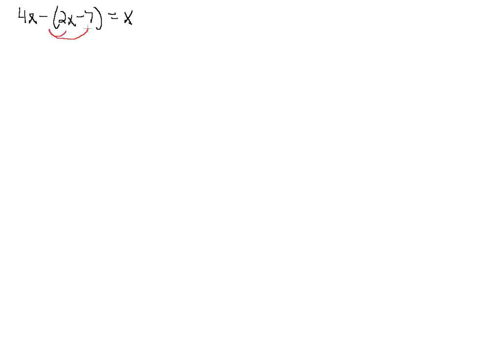Now we saw in a previous exercise that when we distribute a minus sign into an expression, all we're simply doing is changing the sign of each term in the expression. We can also think of it as we're multiplying each term by a minus 1. Okay, so let's do that. We have a 4x right here minus 2x, minus and minus is a plus, 7 equals x.